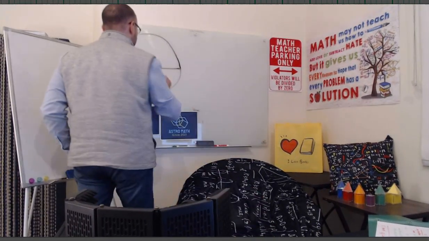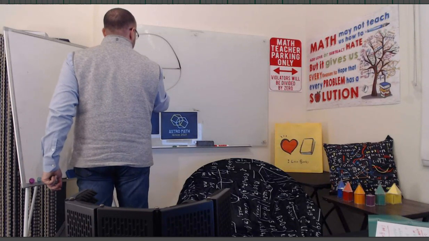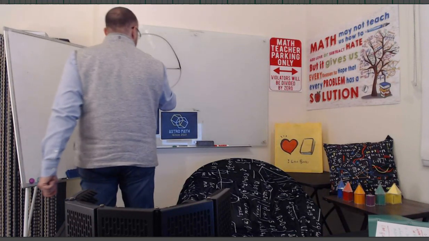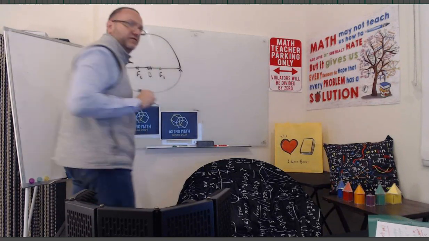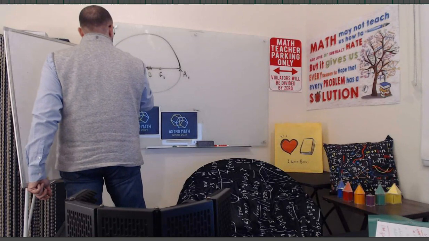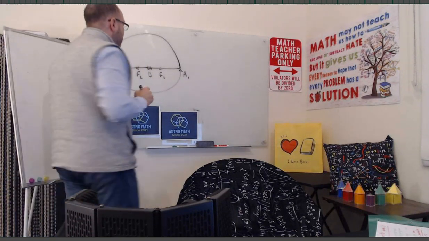Okay, let's call this F1. This time, let's call this F2. And let's call this O. We need to name the points now because we're going to derive some formulas. Let's call this A1. This is A2.